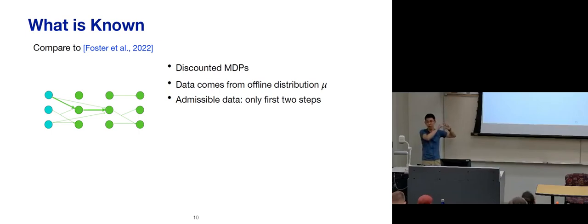If we run this policy pi b, which is an offline policy to collect the offline data, for two steps, what is the next step's distribution? This serves as admissible data in their paper.